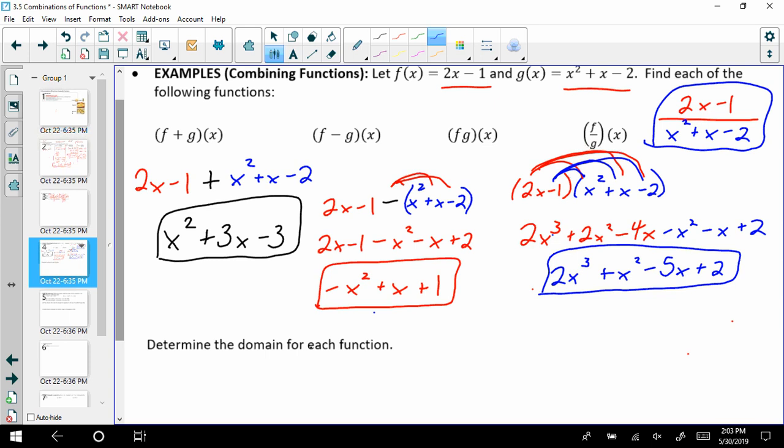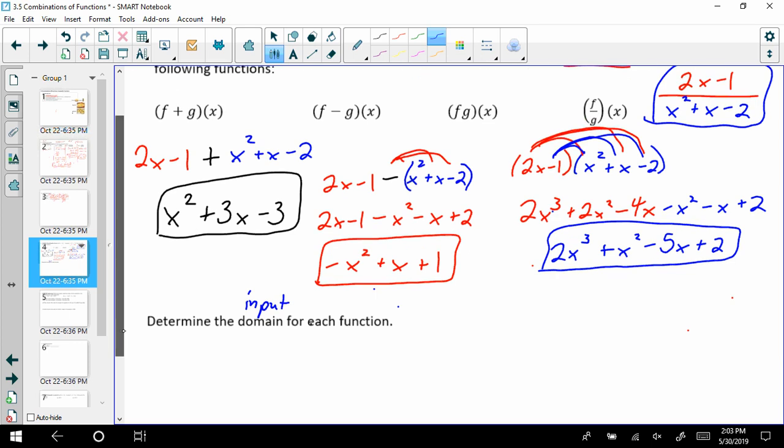So now this bottom question says, find the domain for each function. So remember, domain is like the input, everything that x can be. Watch out for denominators, watch out for square roots. So this first guy, if I look at my answer, x squared plus 3x minus 3, does it have a denominator? No. Does it have square roots? No. So I don't have to throw any x's out. If I don't have to throw anything out, that means everything works. So the domain for this guy is negative infinity to infinity.